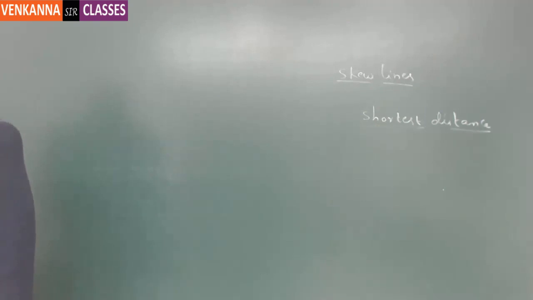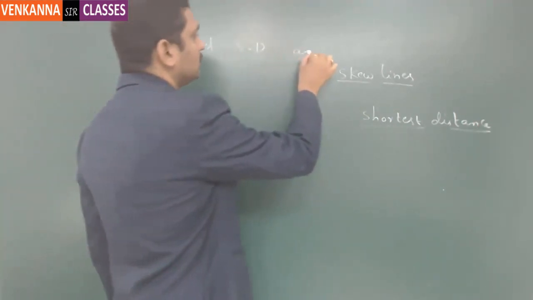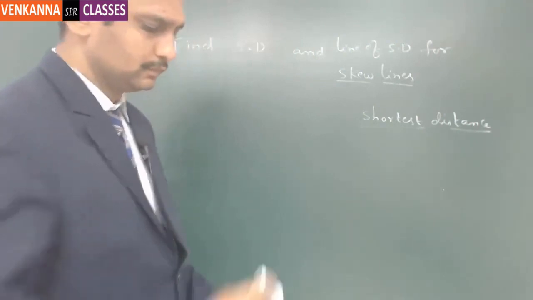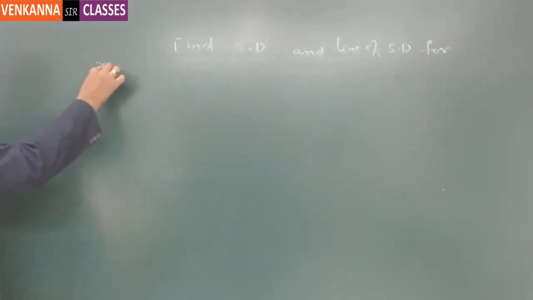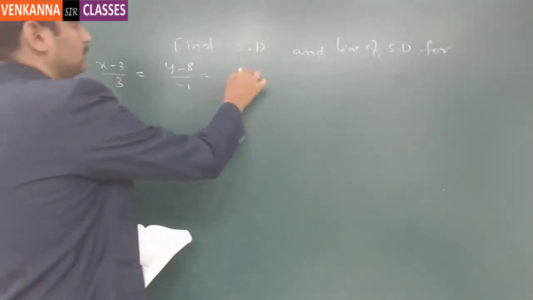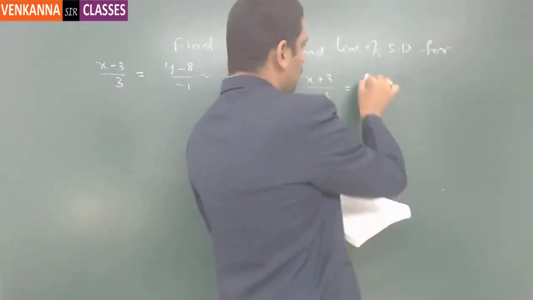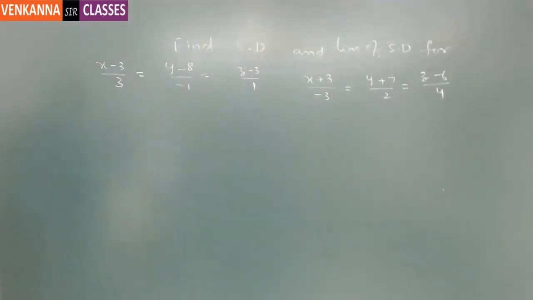Now let us take the problem. Find the shortest distance and line of SD for the line equations given by x minus 3 by 3 is equal to y minus 8 by minus 1 equal to z minus 3 by 1, and x plus 3 by minus 3 is equal to y plus 7 by 2 equal to z minus 6 by 4. So please take a note of the lines.